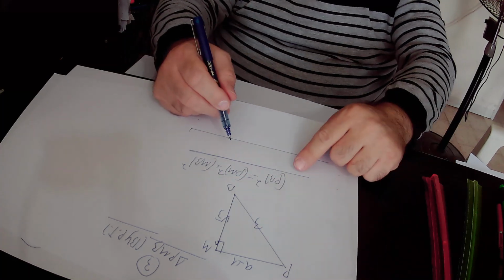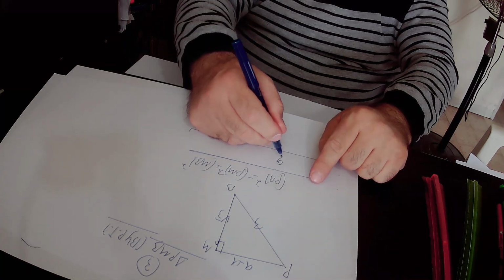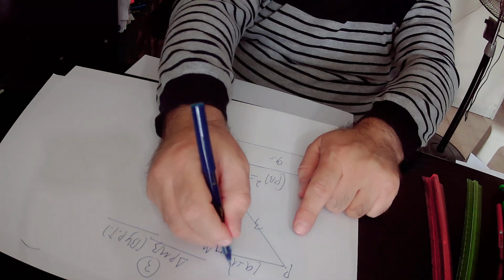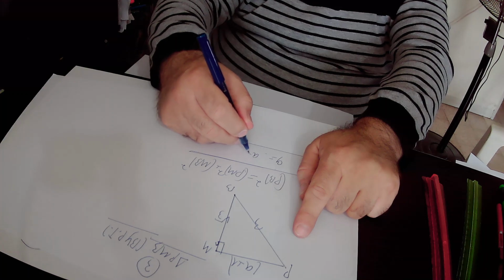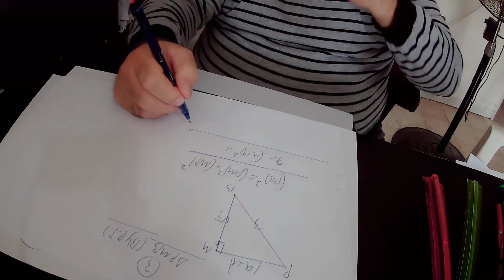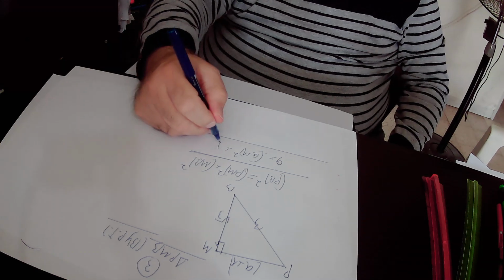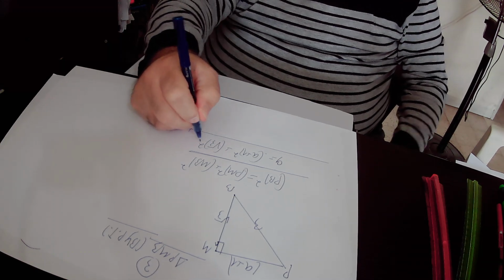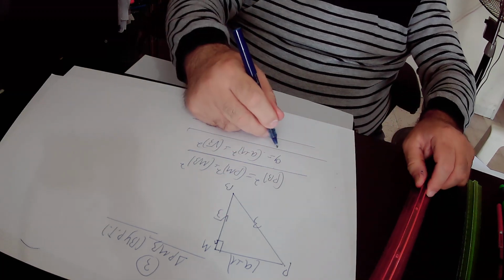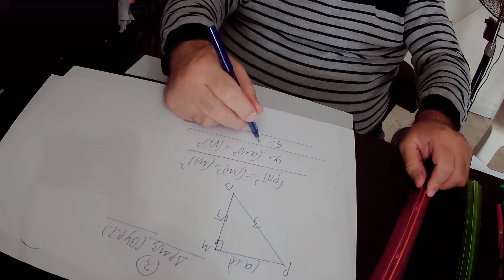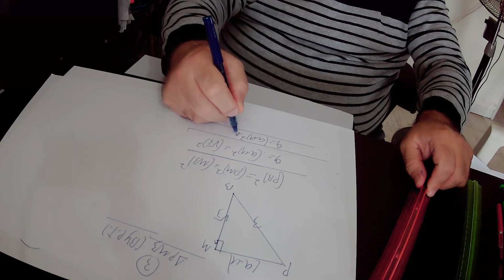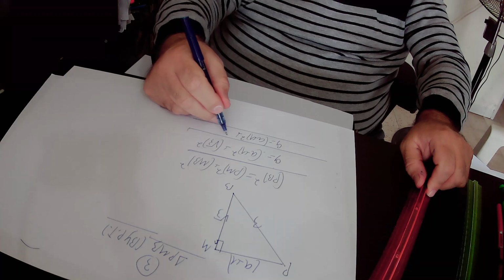PB is 3, therefore PB squared is 3 squared, that is 9, and it is equal to PM squared. PM is A plus 1, therefore PM squared is (A plus 1) squared, plus MB squared. MB is equal to 3, therefore MB squared is equal to square root of 3 squared. In conclusion, we found out that 9 equals (A plus 1) squared plus square root of 3 squared. Square root of 3 squared is 3.